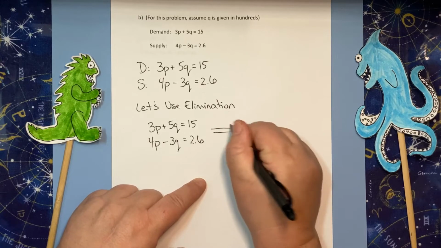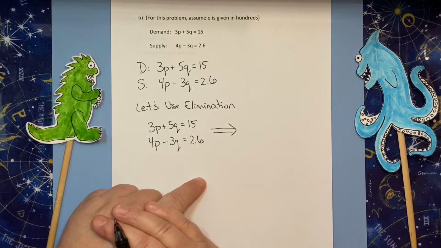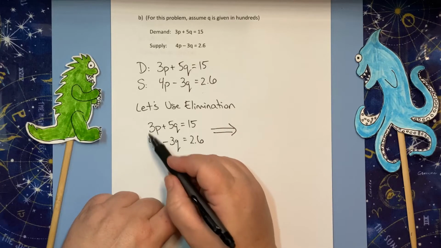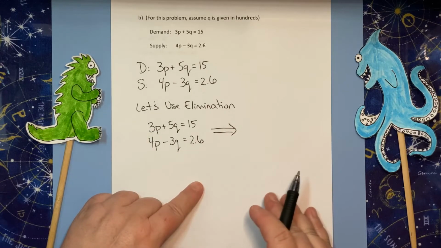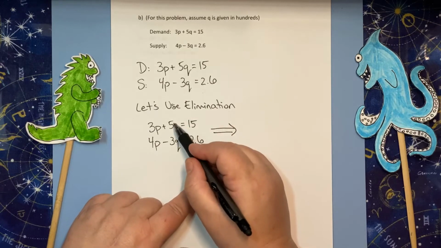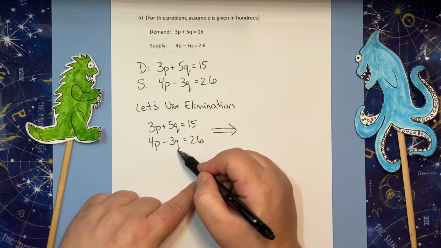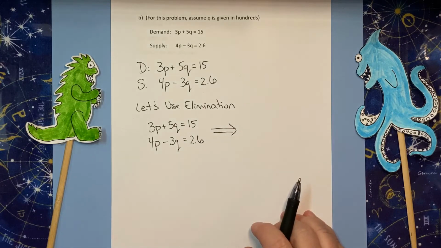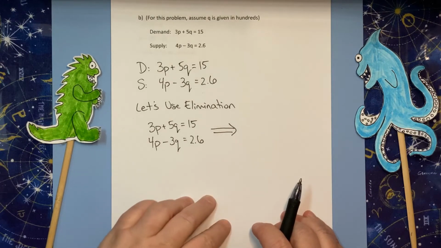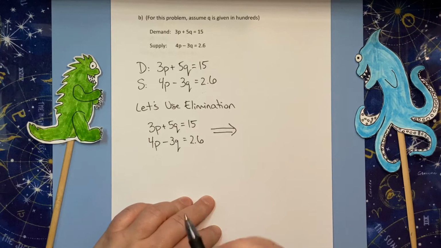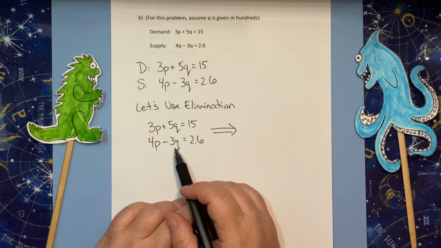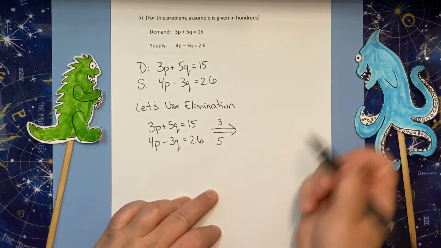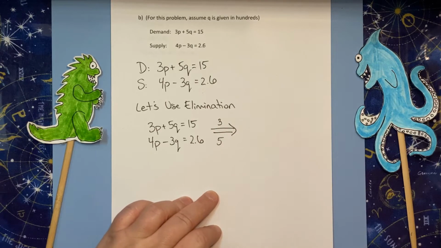And then what we try to do is we try to cancel somebody. Now, I could cancel the 3P and the 4P, but they're both positive, which means there'd be a lot of work involved. In fact, I've got the 5Q and the minus 3Q. They're opposites already. So what I want to do is I'm going to go ahead and eliminate the Q's. So how am I going to do that? I'm going to multiply on top by 3 and on the bottom by 5. And remember what we do is we multiply the whole equation.